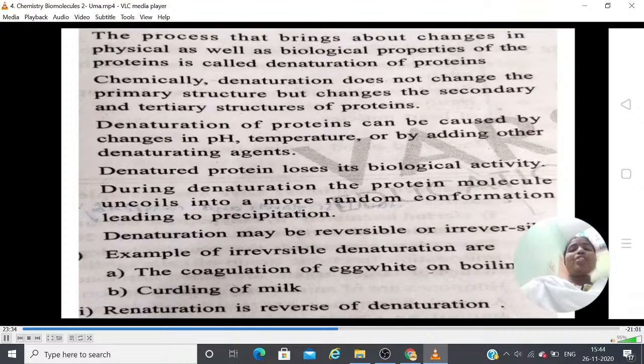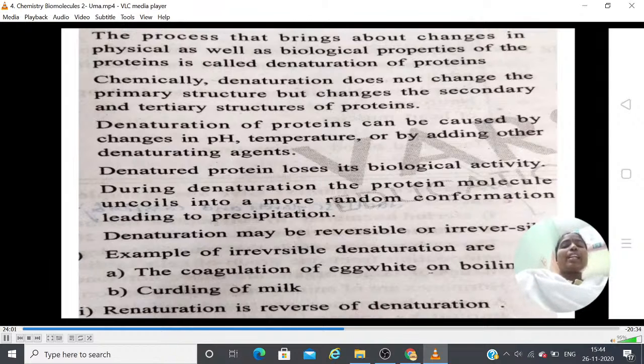Next, denaturation may be reversible or irreversible. Examples of irreversible denaturation are the coagulation of egg white on boiling and the curdling of milk. These two examples are irreversible denaturation.